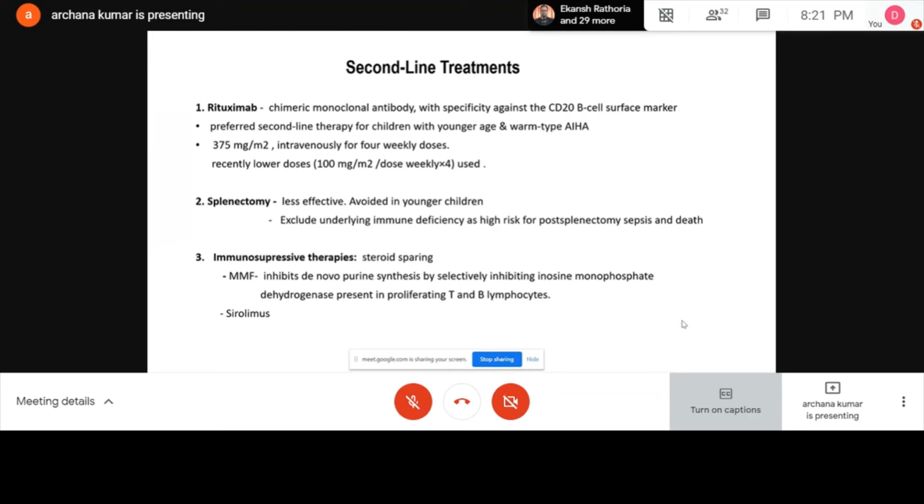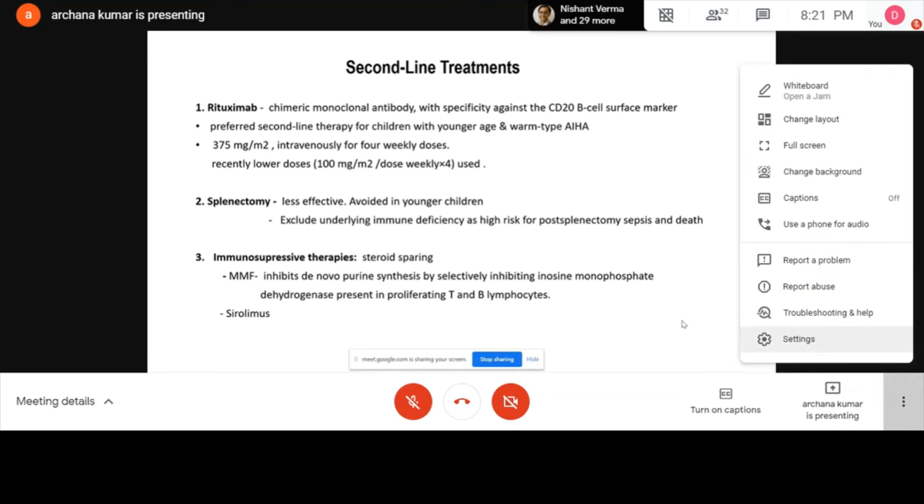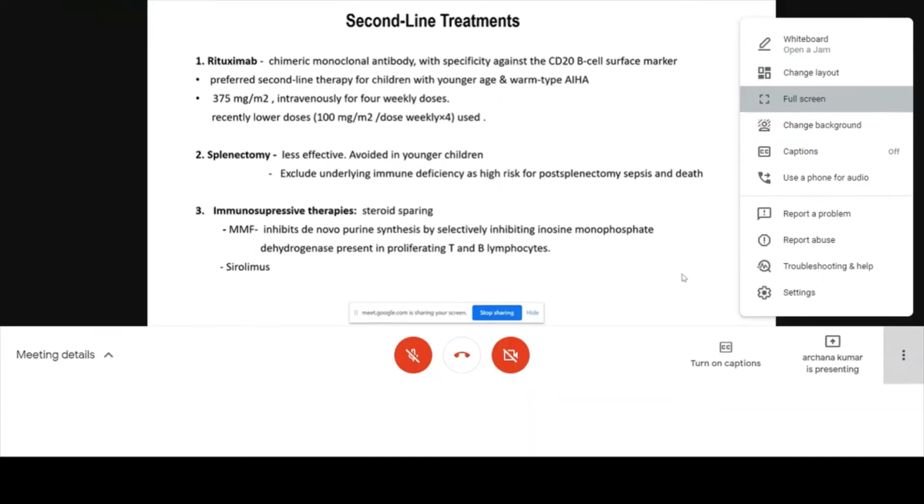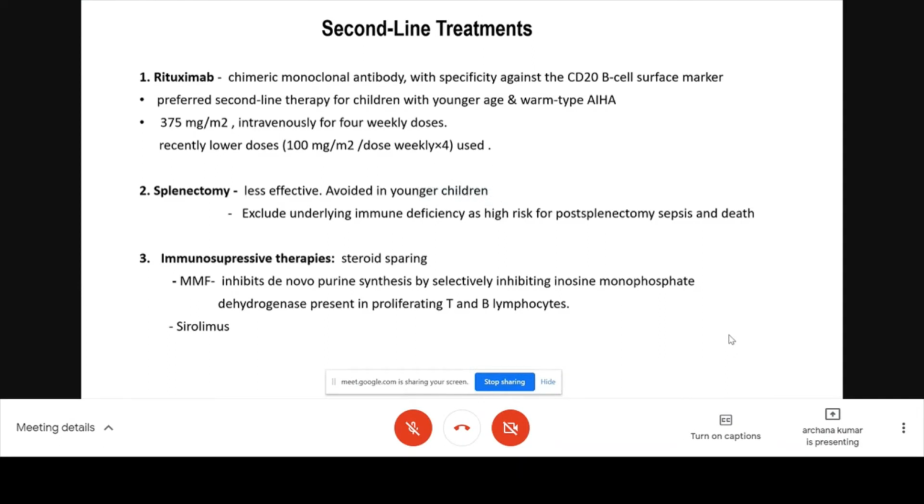Second line treatment are rituximab, splenectomy, and other immunosuppressive therapies which may be steroid sparing. Rituximab is a chimeric monoclonal antibody with specificity against the CD20 B cell surface marker. Generally, it is the preferred second line of therapy for children with younger age and the warm type of autoimmune hemolytic anemia. The dose is what we give in oncology, 375 milligram per meter square intravenously for 4 weeks. Recently, lower doses have been used, 100 milligram per meter square per dose weekly times 4.